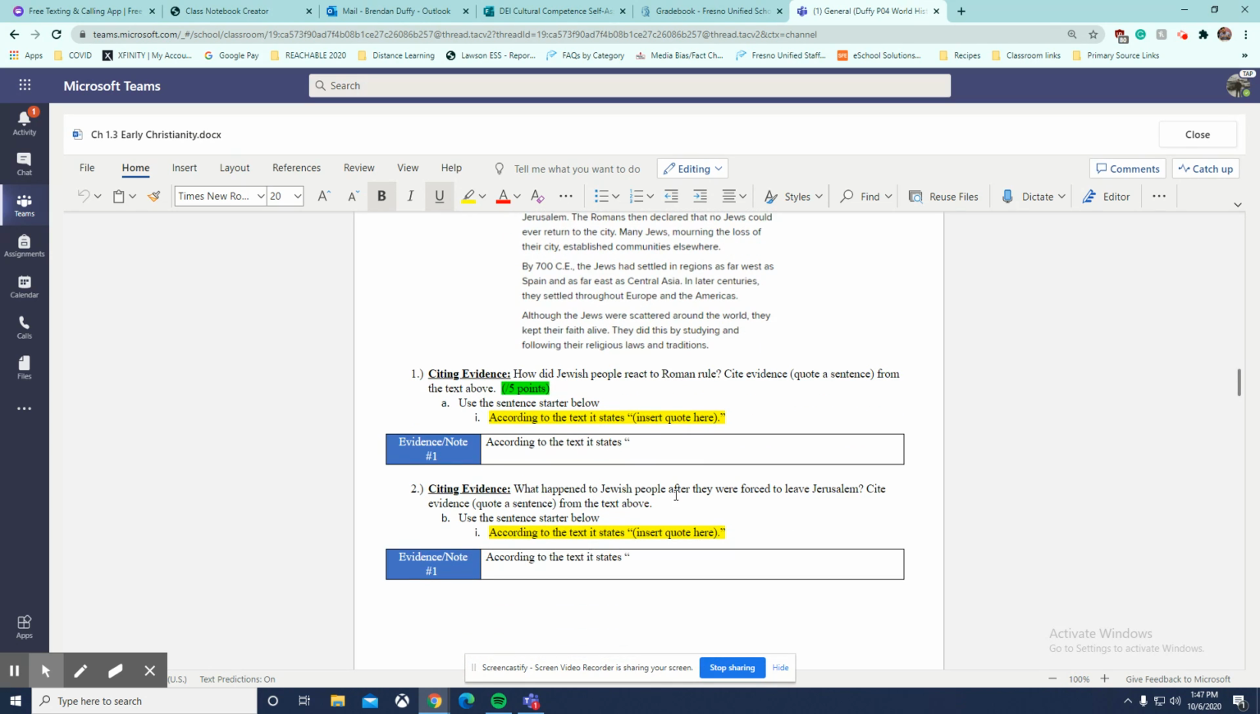Number 2, what happened to Jewish people after they were forced to leave Jerusalem? So this is the key. You need to find the sentence that mentions this, and then you need to see what happens after. So after they're forced out of Jerusalem, what comes next? For this one, you are also citing evidence.